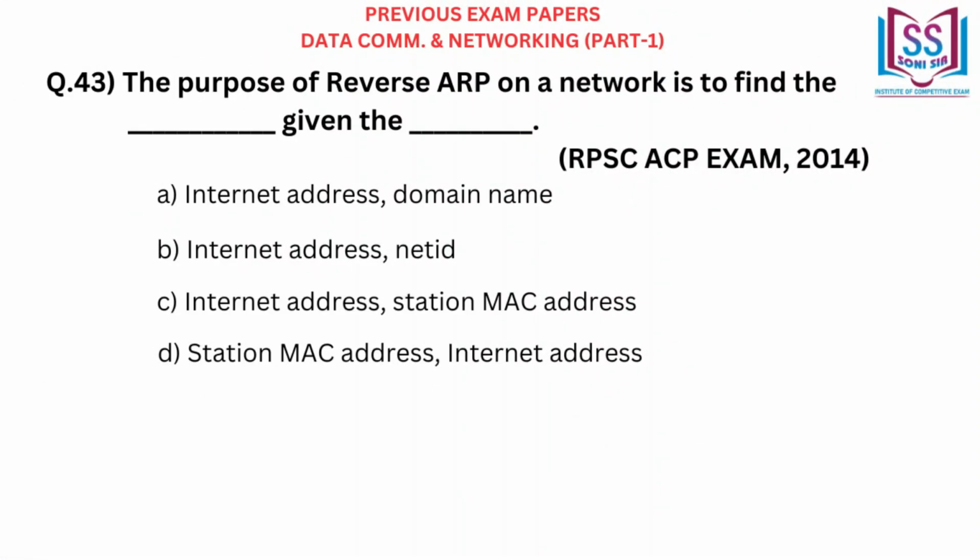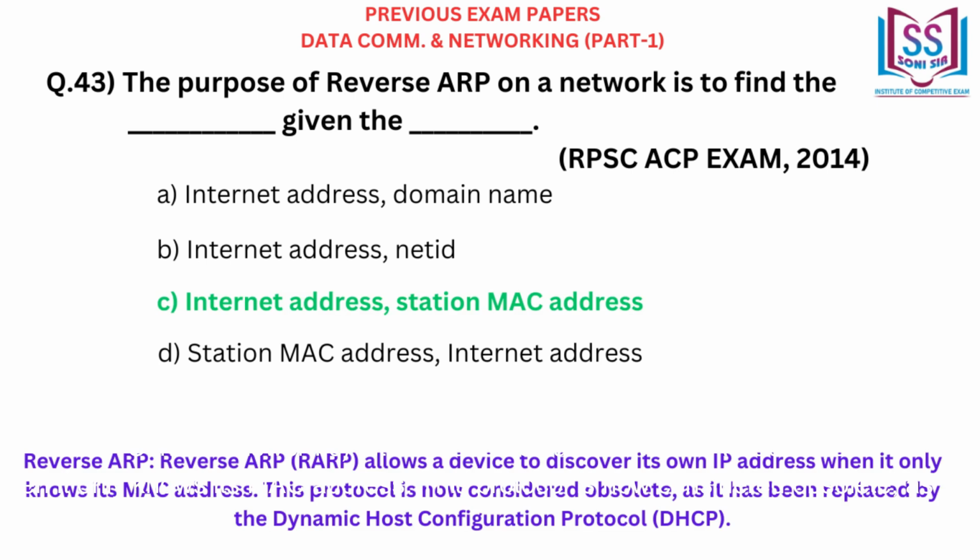The purpose of reverse ARP on a network is to find the dash given the dash. A. Internet address and domain name. B. Internet address and net ID. C. Internet address and station MAC address. D. Station MAC address and internet address. Correct answer C. Internet address and station MAC address. Reverse ARP allows a device to discover its own IP address when it only knows its MAC address. This protocol is now considered obsolete as it has been replaced by the Dynamic Host Configuration Protocol.